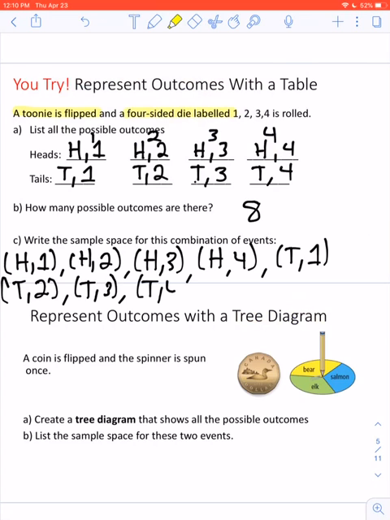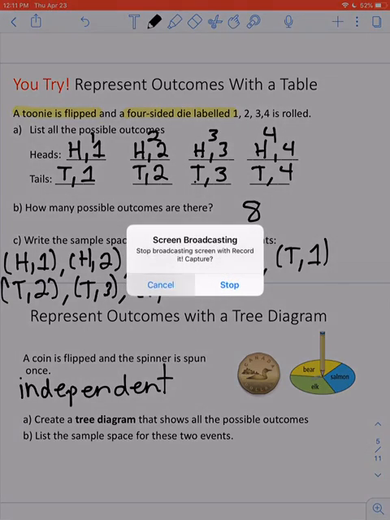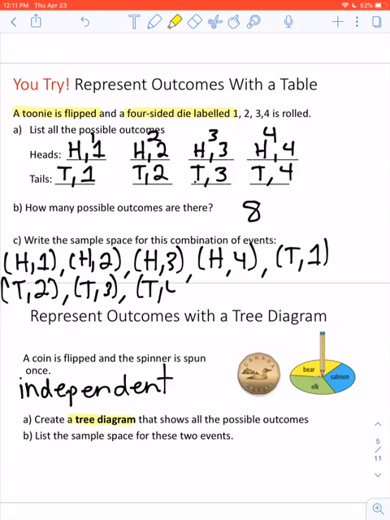So here we have a coin that's flipped and a spinner that's spun. What types of events are these? These are independent events. Why are they independent? Because when I flip this coin or spin this spinner, it doesn't affect the other one. They're not connected. They're two separate things. So they want us to create a tree diagram and also list the sample space. Sample space, you know, tree diagram is going to be new. So pay attention for that. Here we go.